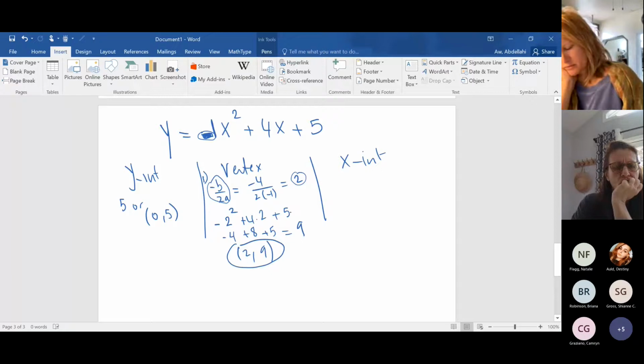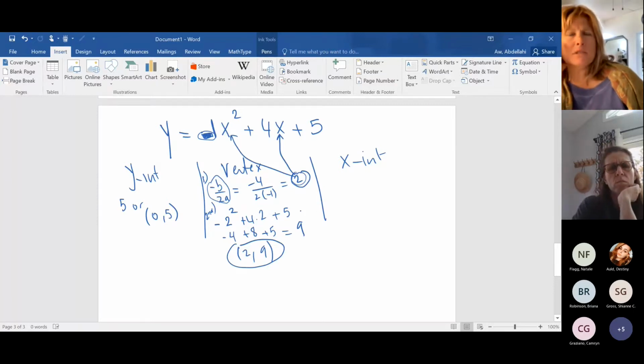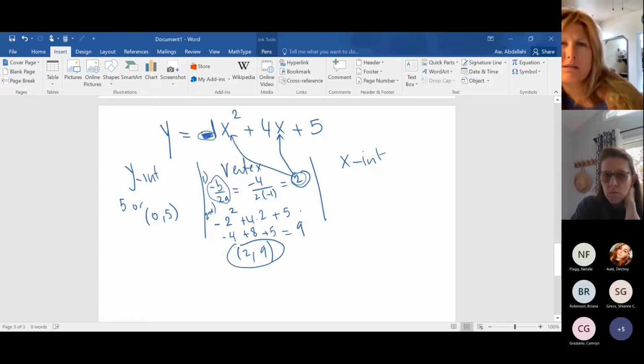Okay. And then the second step is to take whatever number you got here and plug it back into the equation for x. That's going to give you the k, the second number. And this is what we did here. That's how we get the vertex.